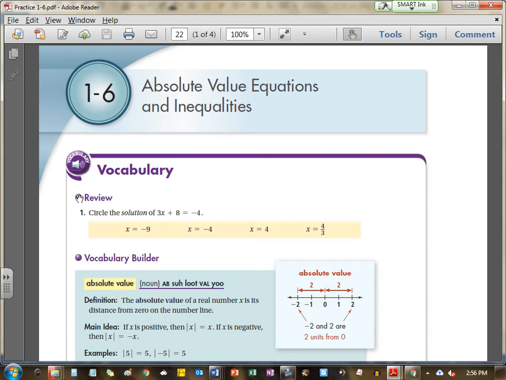All right, so for those who did not see page 1, I'm going to go over it real quick. This first problem is review, so it's not new. It says circle the solution of 3x plus 8 is -4. And so for that one, you might as well just solve it. It's a pretty easy problem.